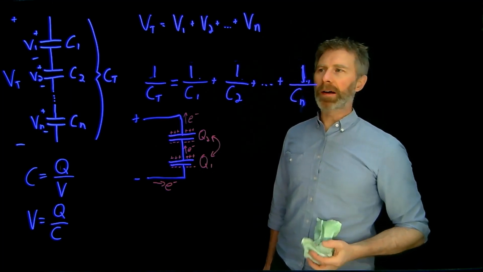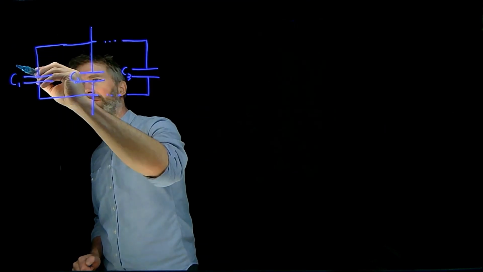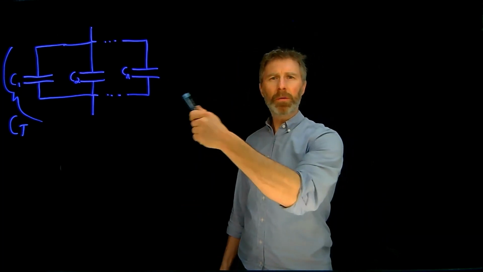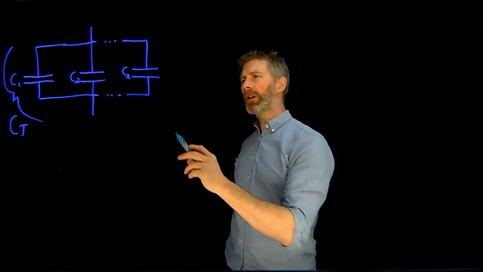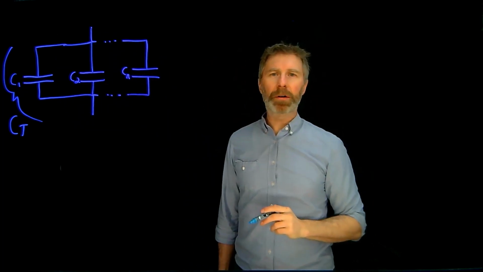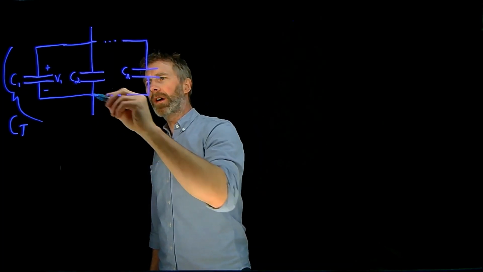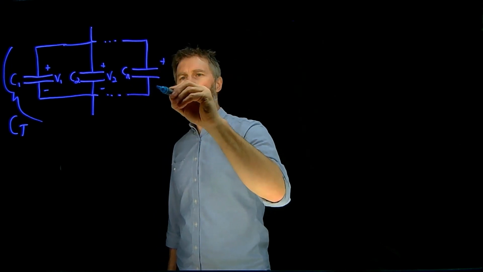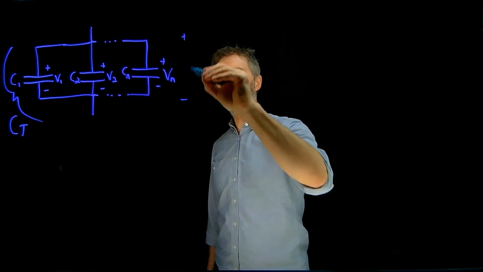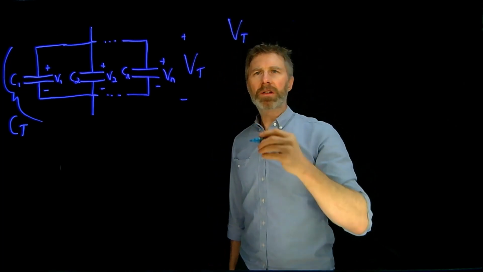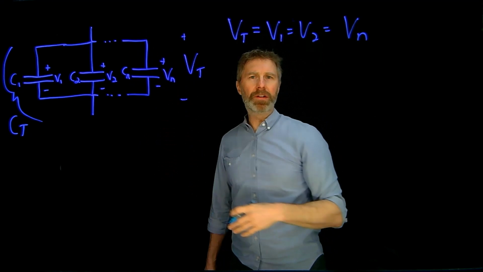Okay, now let's move on to parallel capacitances. So here we are with a number of parallel capacitors. We have C1, C2, some number in between, all the way up to Cn. And we want to know what is the total equivalent capacitance of this set of parallel capacitors. Let's see some things that we know about this circuit. We'll have a voltage across C1, across C2, and across Cn. They're all in parallel, so they'll all have the same voltage as the total voltage. So VT is equal to V1, is equal to V2, is equal to Vn, and all of the voltages of the capacitors in between.